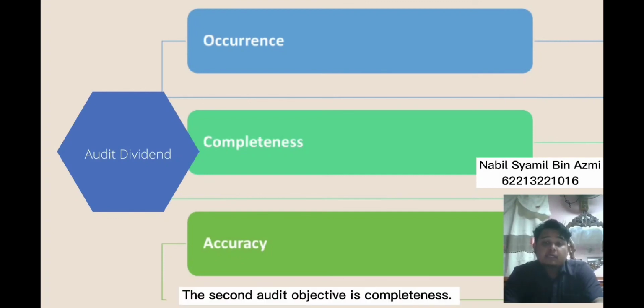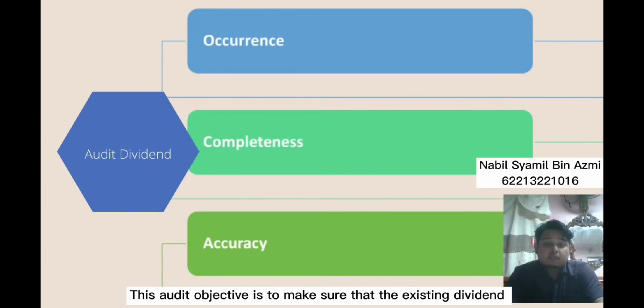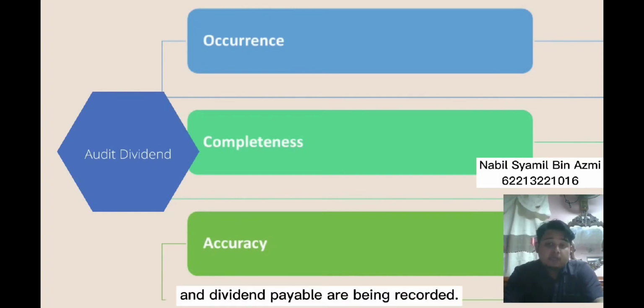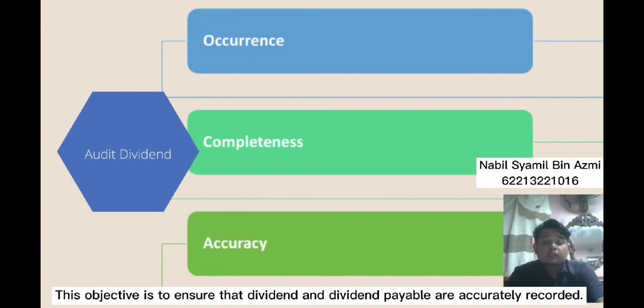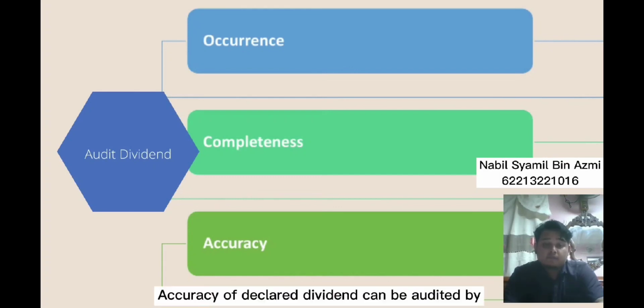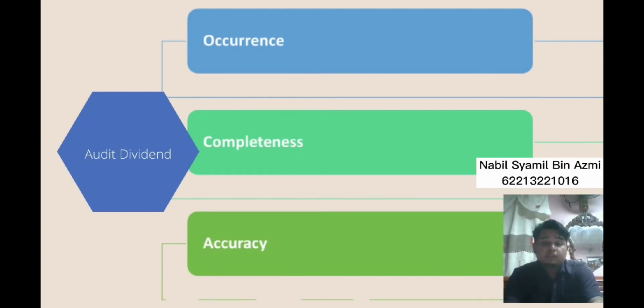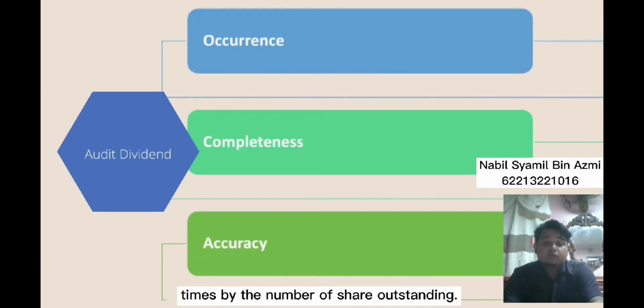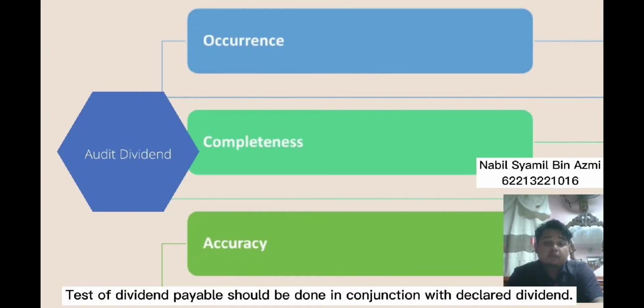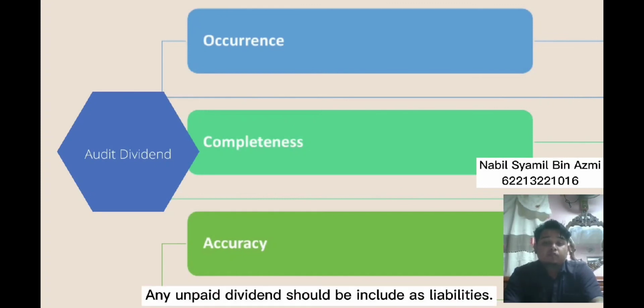The second audit objective is completeness. This audit objective is to make sure that the existing dividend and dividend payable are being recorded. And lastly is accuracy. This objective is to ensure that dividend and dividend payable are accurately recorded. Accuracy of declared dividend can be audited by recalculating the amount on the basis of dividend per share times the number of shares outstanding. Test of dividend payable should be done in conjunction with declared dividend. Any unpaid dividend should be included as liabilities.